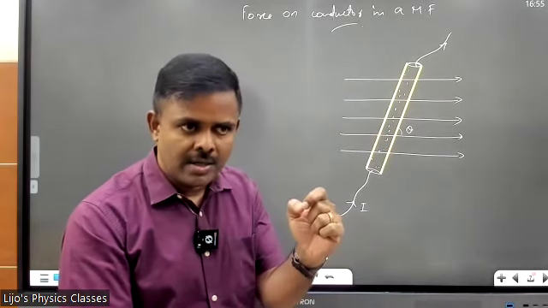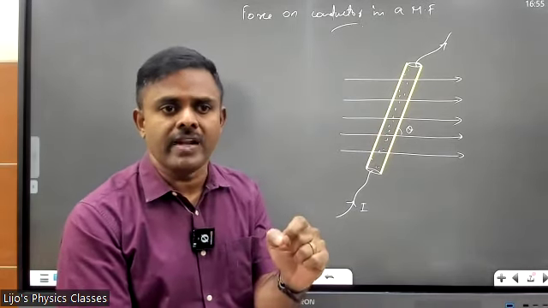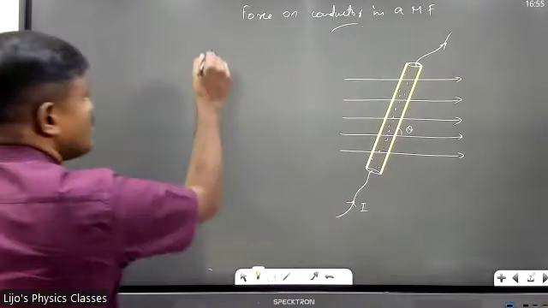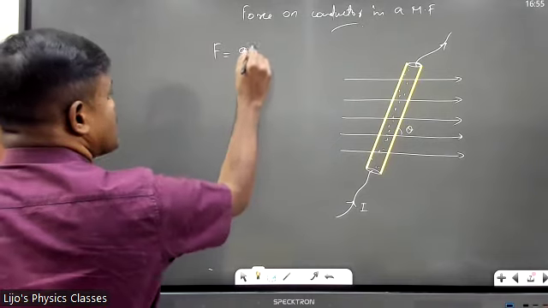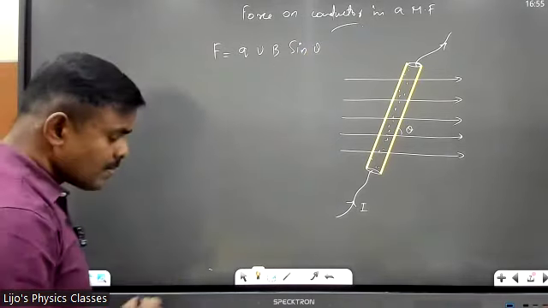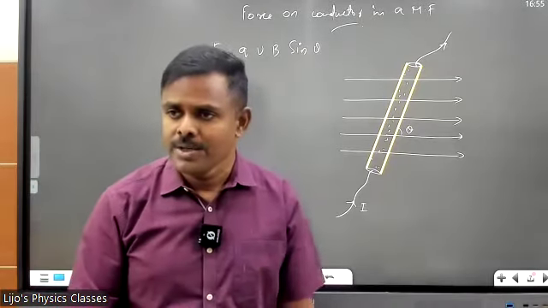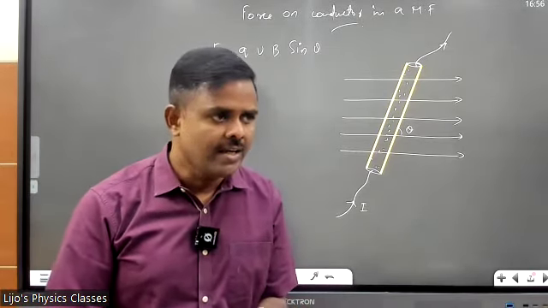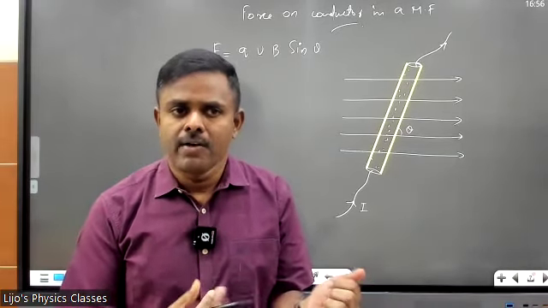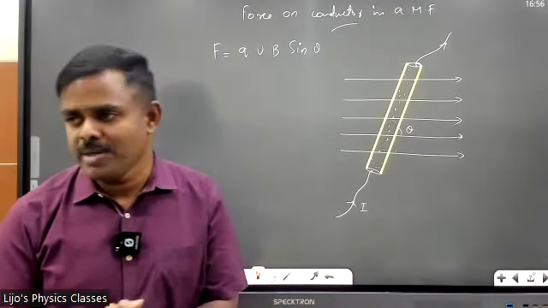An electron moving inside a magnetic field will experience a force. What is the equation for force? Do you remember the equation for force? We wrote just now: QVB sine theta. Because a charged particle Q moving with a velocity V at an angle theta entering a magnetic field B will experience a force QVB sine theta.